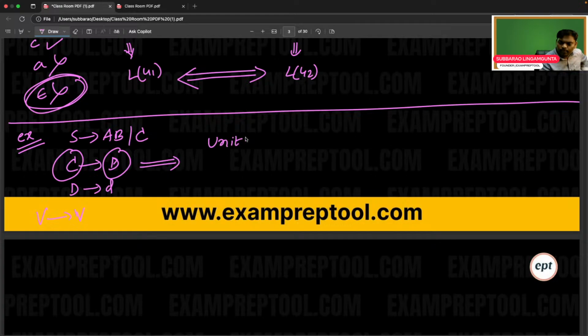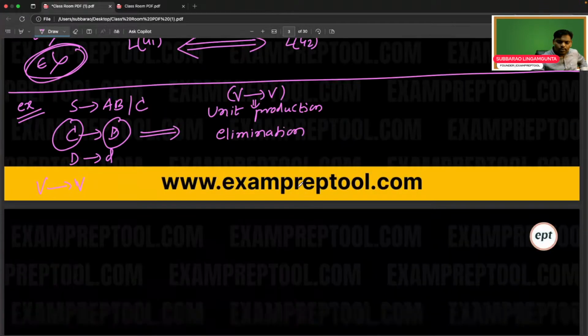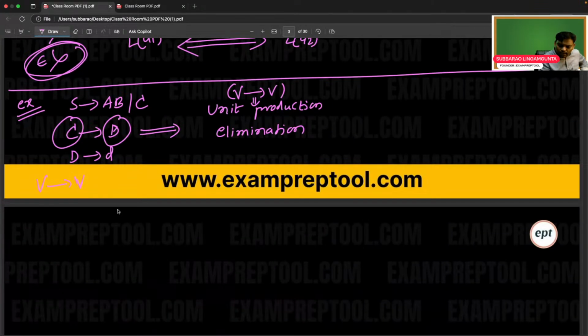Unit production elimination. First of all, what is a unit production? A single variable generating a single variable is called a unit production. How to do the elimination? Very simple. I'm writing now. Careful, everyone. See the answer.